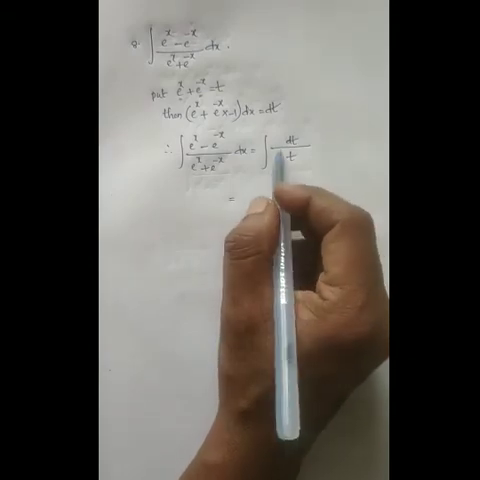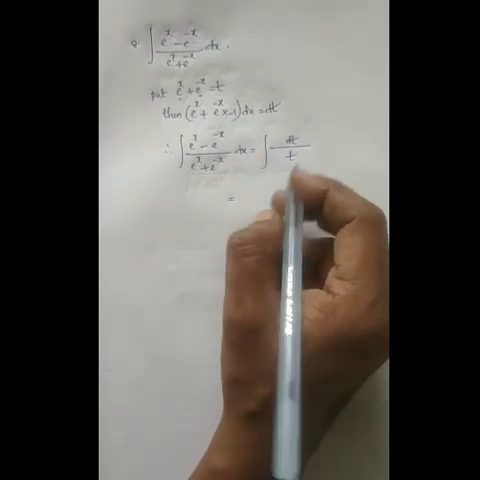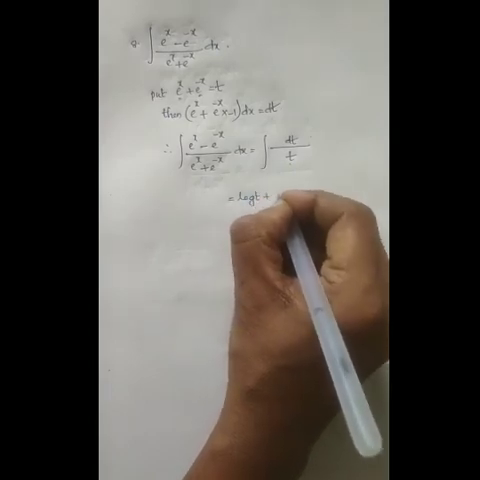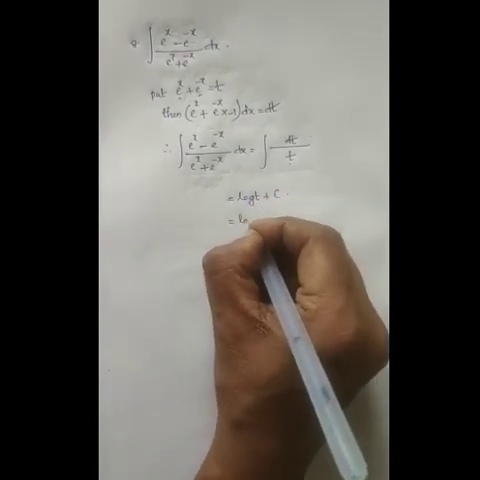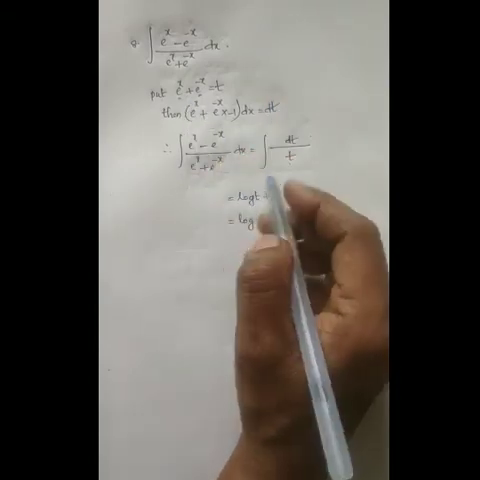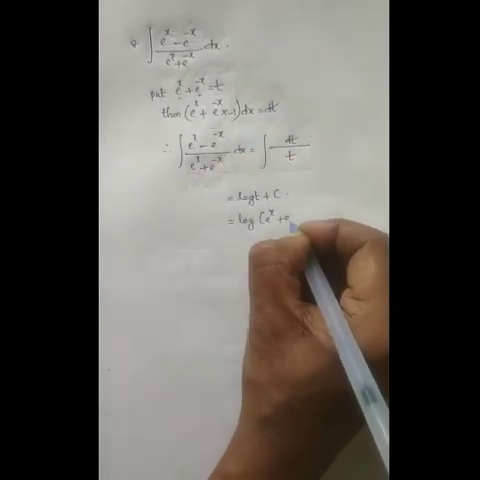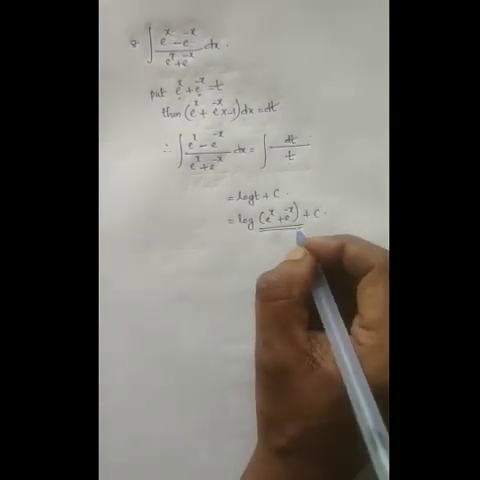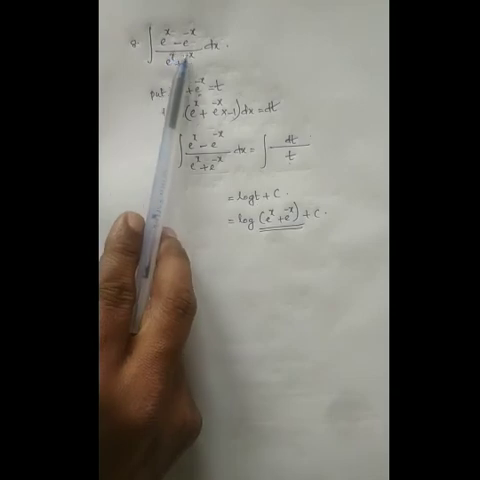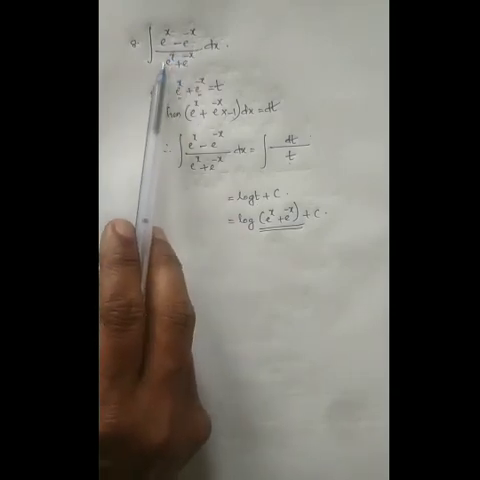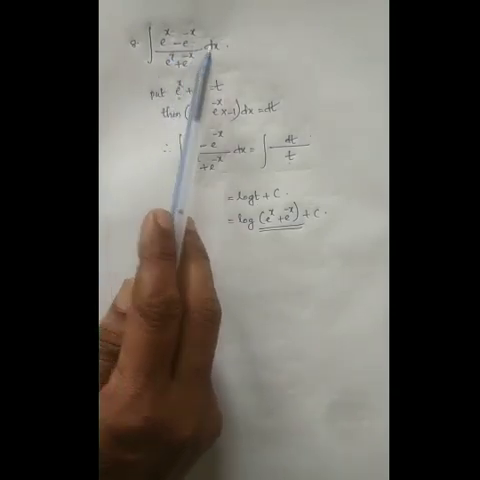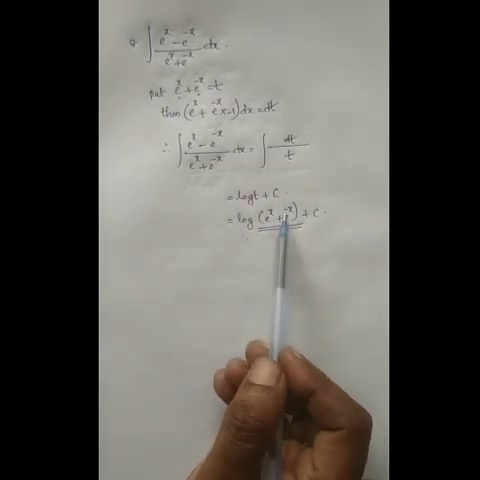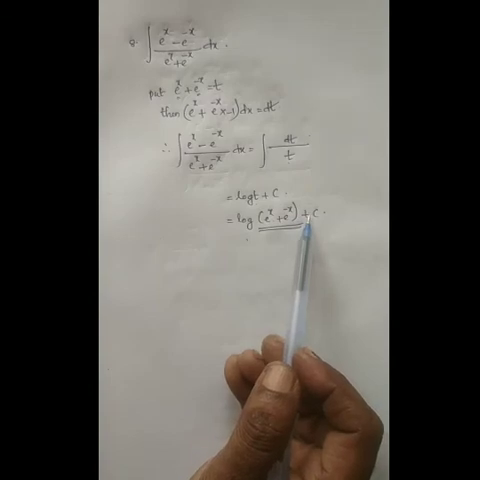Therefore, the integral of 1 by t dt is log t plus c, and t is e raised to x plus e raised to minus x plus c. Therefore, integral of e raised to x minus e raised to minus x divided by e raised to x plus e raised to minus x into dx is equal to log of e raised to x plus e raised to minus x plus c.